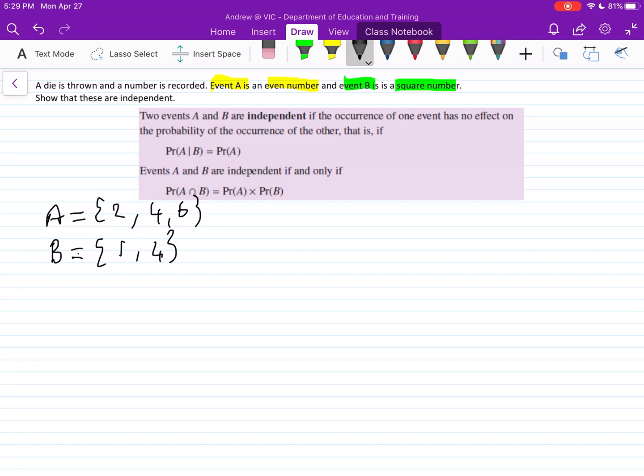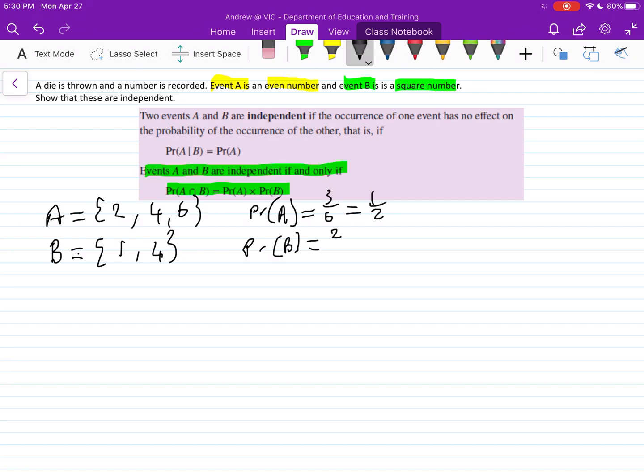Now, events A and B are independent if and only if the probability of A intersect B, or A and B, is equal to the probability of A times the probability of B. So now we need to work out these probabilities. First, the probability of A: we have a 6-sided dice and 3 options here, so this is 3 over 6, which is equal to a half. Now the probability of B occurring: we've got 2 numbers here and 6 sides on the dice, so this is 1/3.